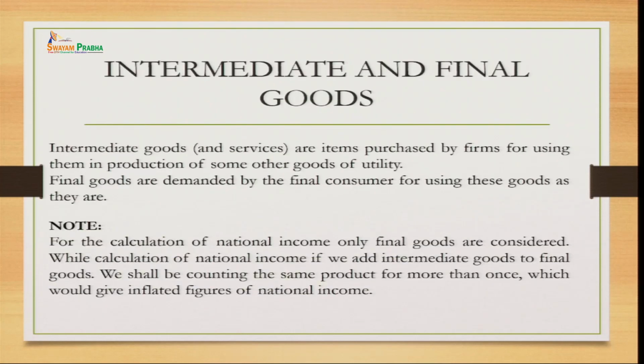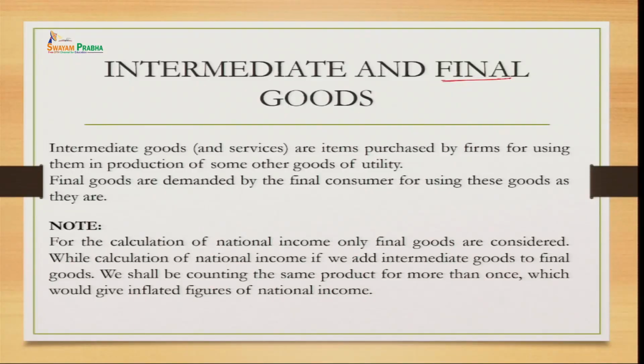Then let us look at the difference between intermediate goods and final goods. This is very important for the understanding of national income, because for the calculation of national income, we take into account the value of final goods, right. So, how are we differentiating these intermediate goods from the final goods?